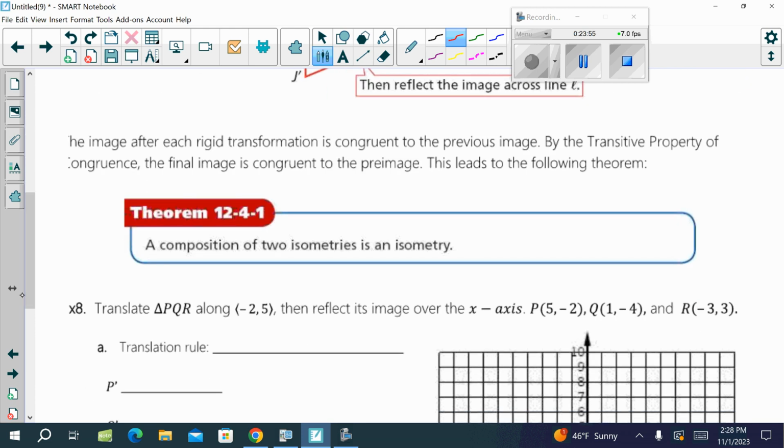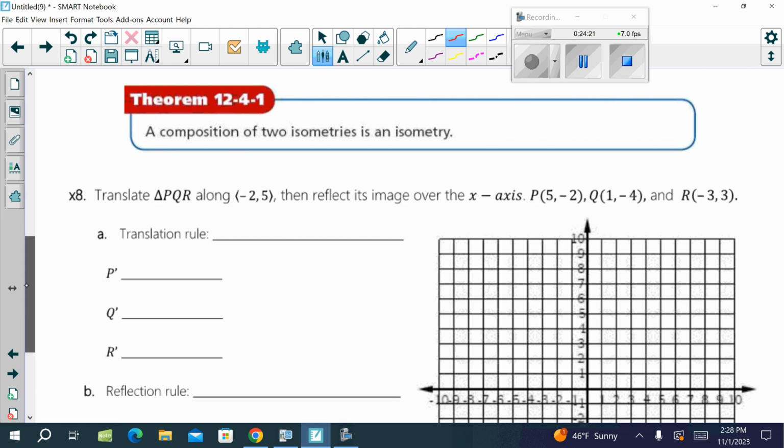All right. The image after each rigid transformation is congruent to the previous image. We know that because they're all isometries. By the transitive property of congruence, the final image will also be congruent to the pre-image, which we also learned about before. Any questions about that? All right, so a composition of two isometries is an isometry.